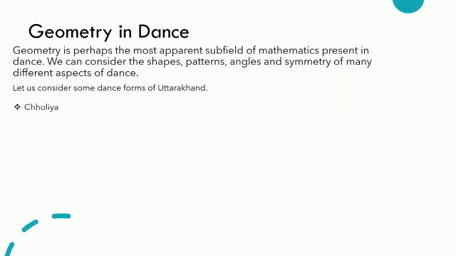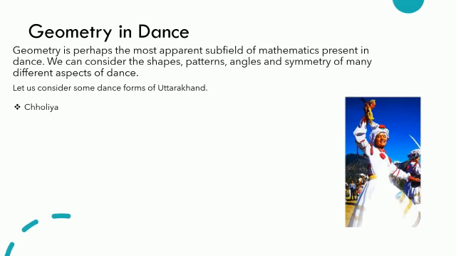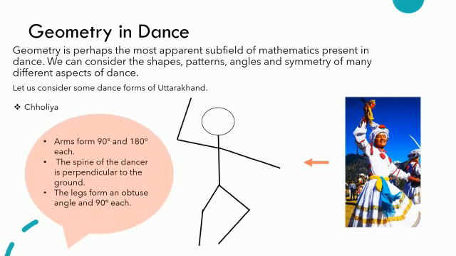So firstly, Cholia. So this is an image of a dancer performing Cholia. Let us look at the simplified version. So here the arms of the dancer form an angle of 90 degrees and 180 degrees each. So 180 degrees means a straight line. The spine of the dancer is perpendicular to the ground, and the legs of the dancer form an obtuse angle and 90 degrees each.